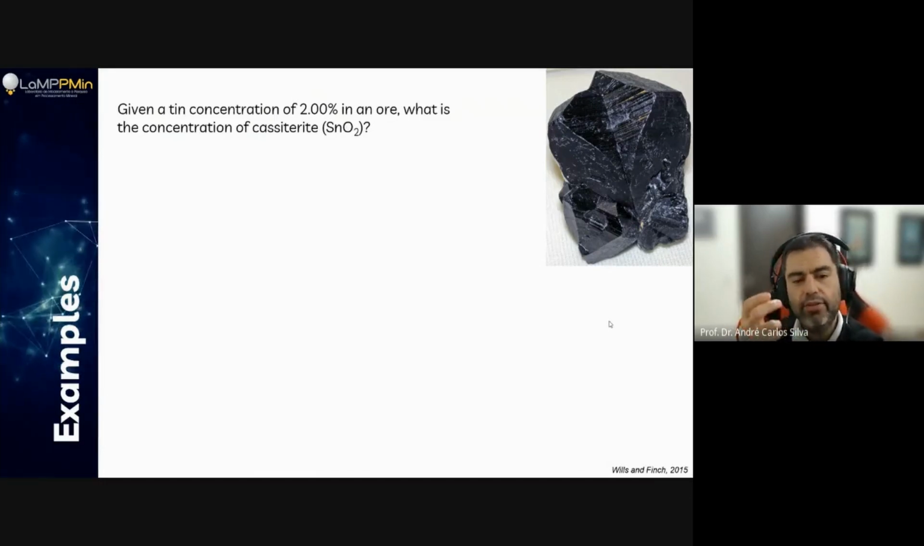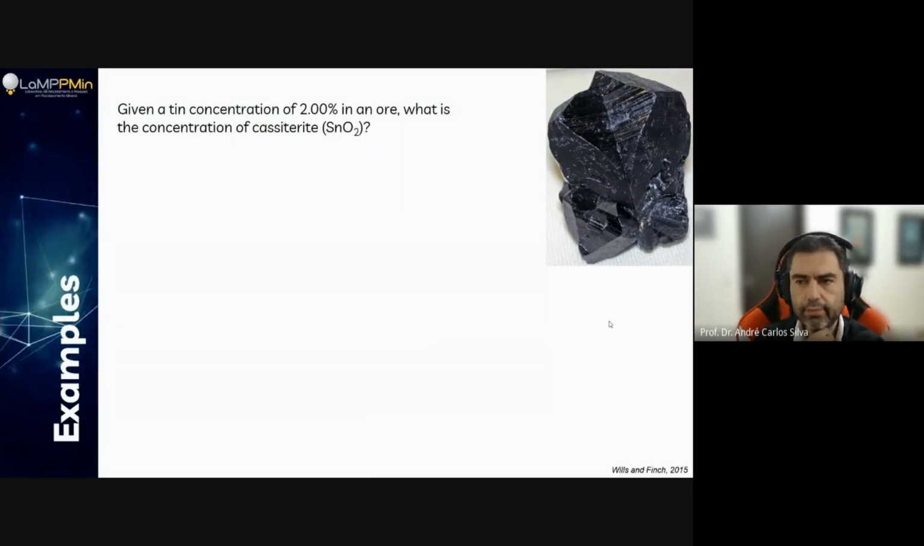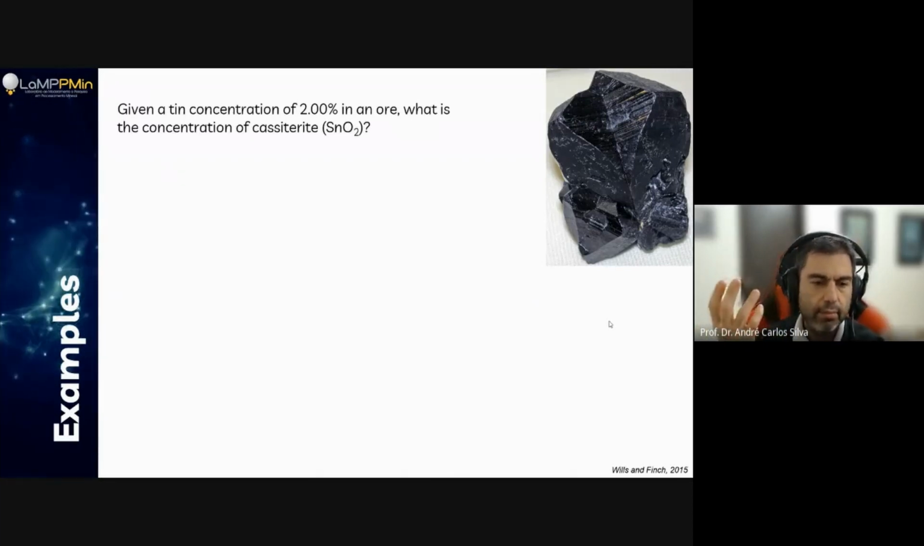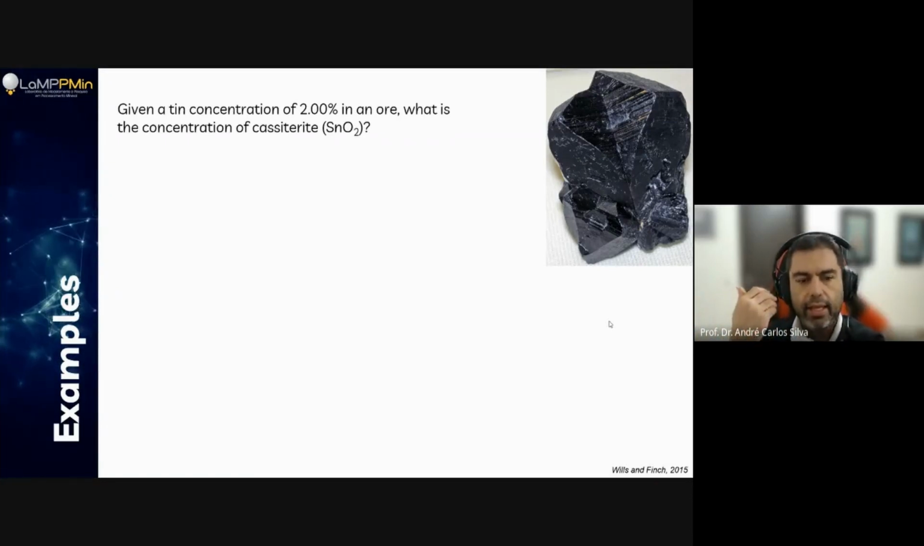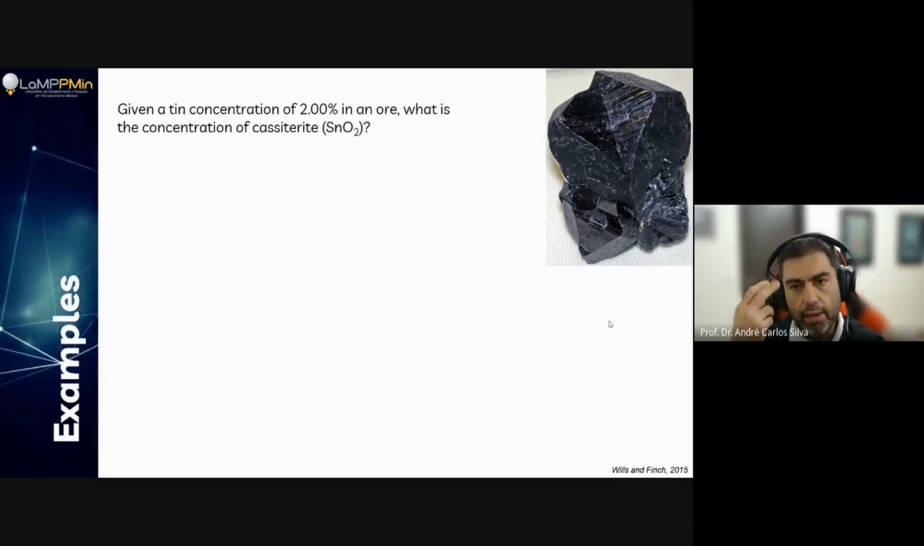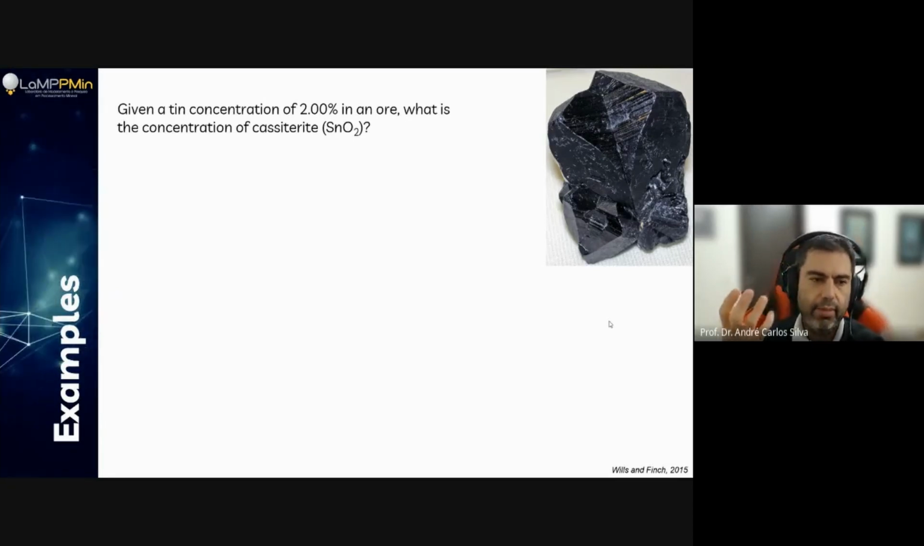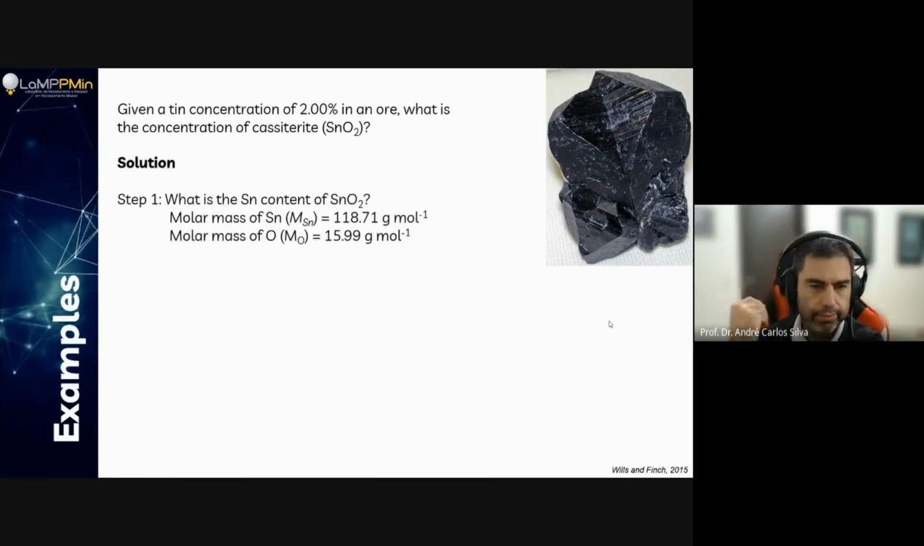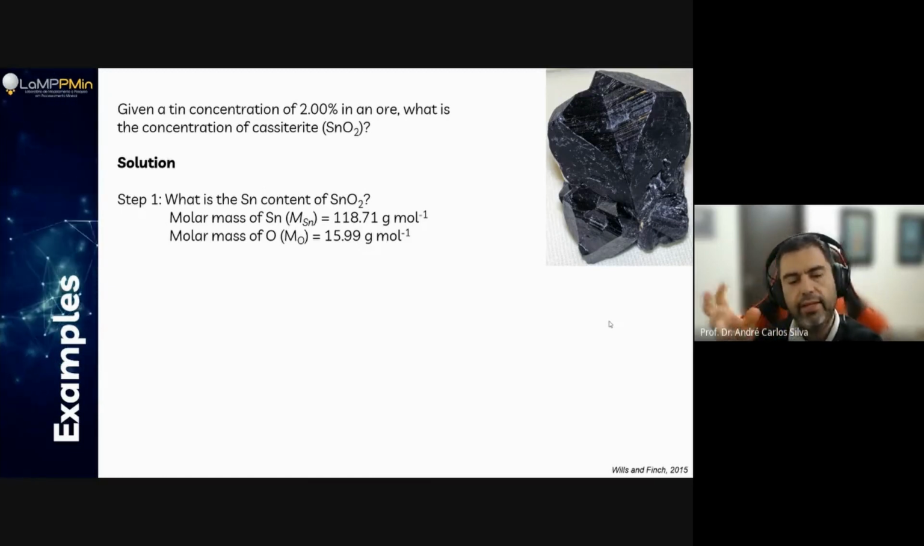What is actually the concentration of cassiterite? Cassiterite is the mineral bearing tin. Its chemical formula is quite simple: it is tin dioxide. And if I come to you and say, okay, I have an ore in my hand and I have tin minerals or tin-bearing minerals, one of those is cassiterite, and I have just 2% tin in my ore, how much cassiterite do I have in my hand? I know it's simple. Step one is: how much tin do I have in cassiterite? Best case scenario, how much tin do I have?